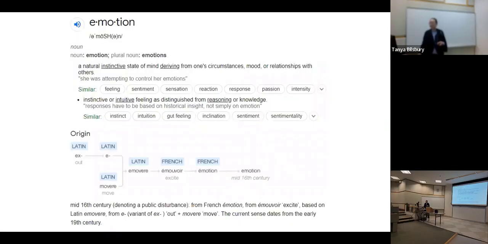So emotions are instinctive states. I pulled up the general dictionary definition of emotion there: an instinctive or intuitive feeling, as distinguished from reasoning or knowledge. There's something primal about emotions. They are motivations. A natural instinctive state of mind deriving from one's circumstances, food, relationships with others, whatever, but it's instinctive and primal. Okay.